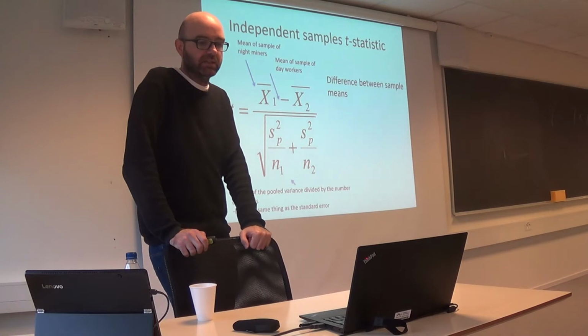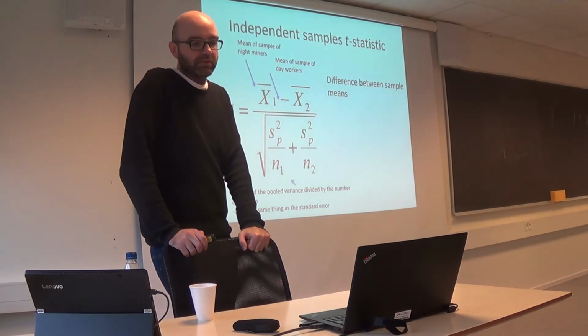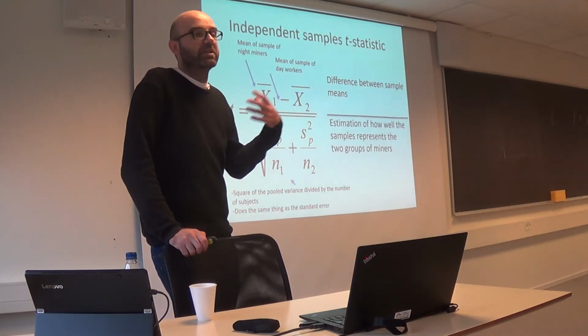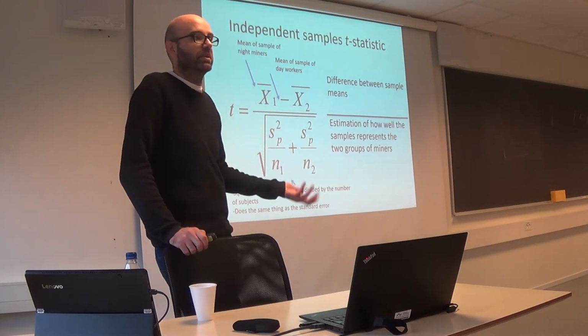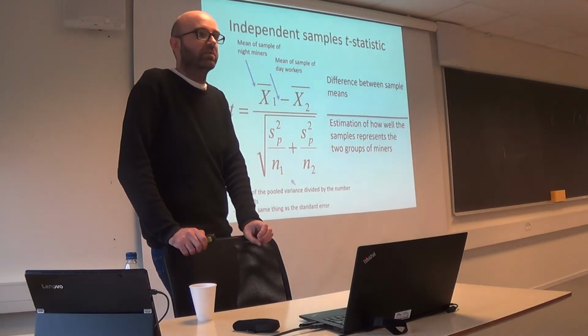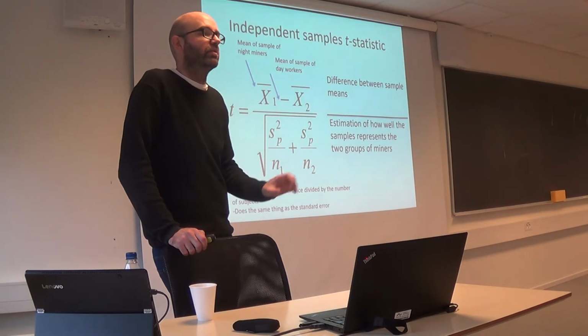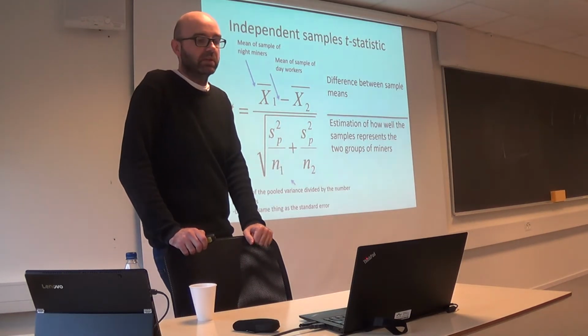And we saw that this was a test statistic where what we're interested in is the difference between the sample means divided by some estimation of how well our samples represent these two groups. And we're comfortable with that. That was sort of where we finished off yesterday. So how can we redo this as regression?